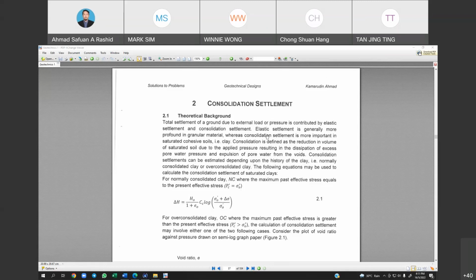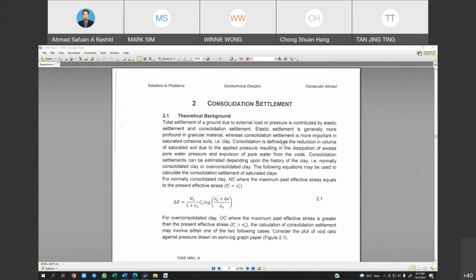Elastic settlement is generally more profound in granular material, whereas consolidation settlement is more important in saturated cohesive soil. As we have discussed previously, elastic settlement is more significant for granular material like sand or gravel, and normally sand, while consolidation settlement is more important in clay material.